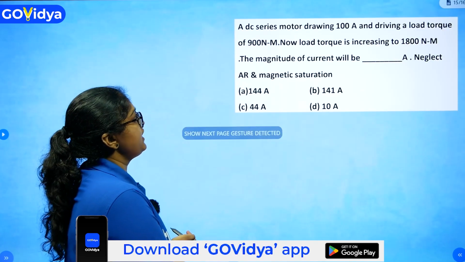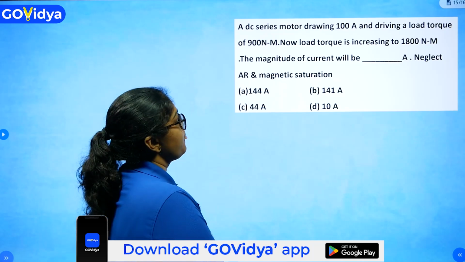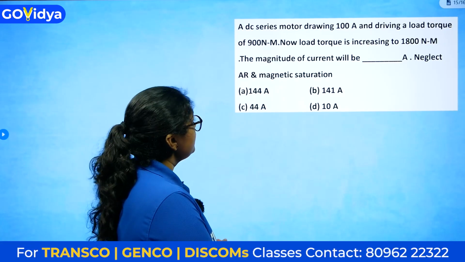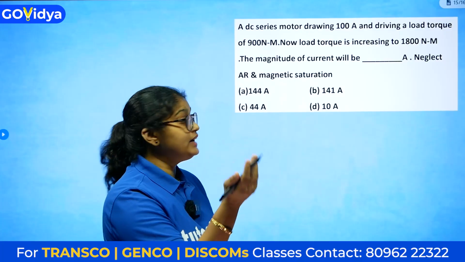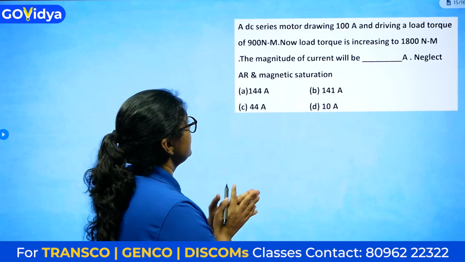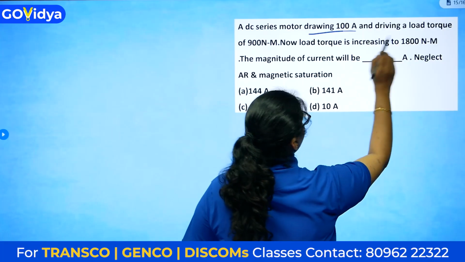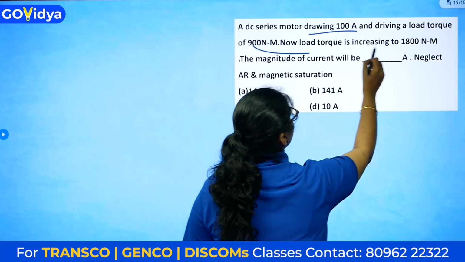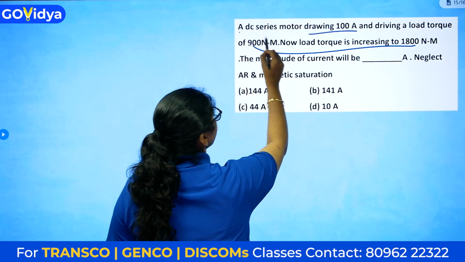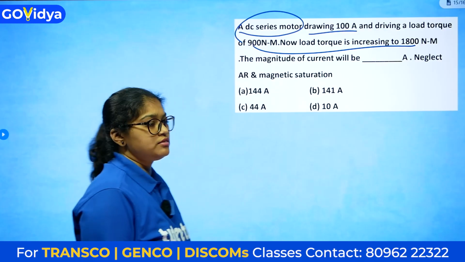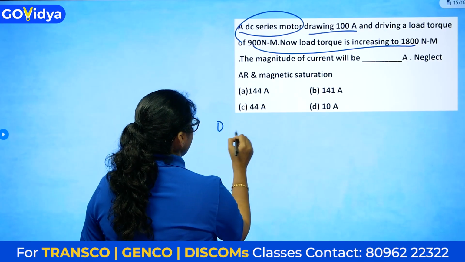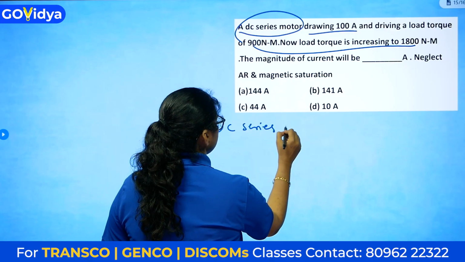A DC series motor drawing 100 amperes and driving a load torque of 900 Newton meter. Now the load torque is increased to 1800 Newton meter. The magnitude of current will be. See, now in the question, the current they have given, they are saying the torque from 900 to 1800 has been increased. The type of motor they have given as DC series motor. So let's calculate the current. They have given which motor? DC series motor.